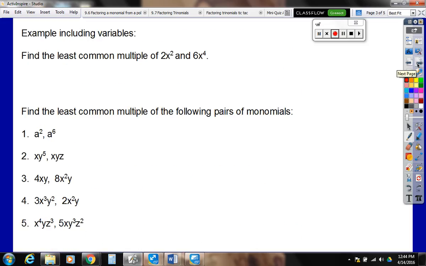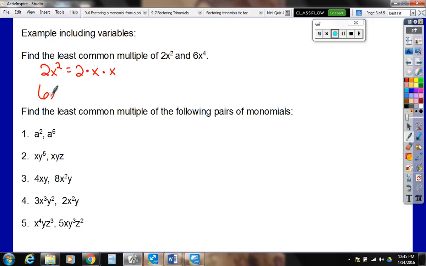Now with variables, if we're finding the least common multiple of 2x squared and 6x to the 4th, if we express 2x squared as a product of prime factors, we have 2 times, what does x squared mean? What do we do? 2 times 2. 2 times 2 times 2. No, what does x squared mean? Just the x squared. It's not 1 times 1. It's the variable x squared. It's not 1. x squared means x what times what? x times x. There you go. 2 times x times x.